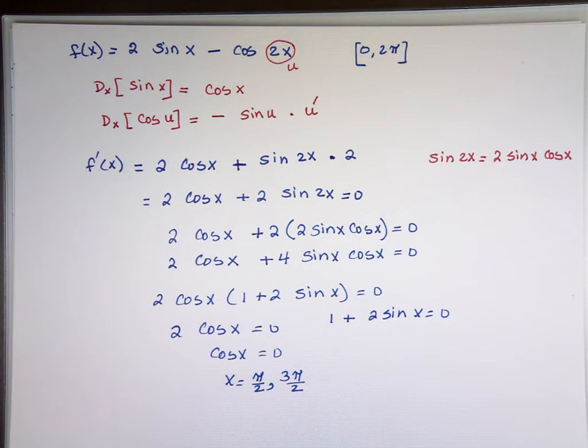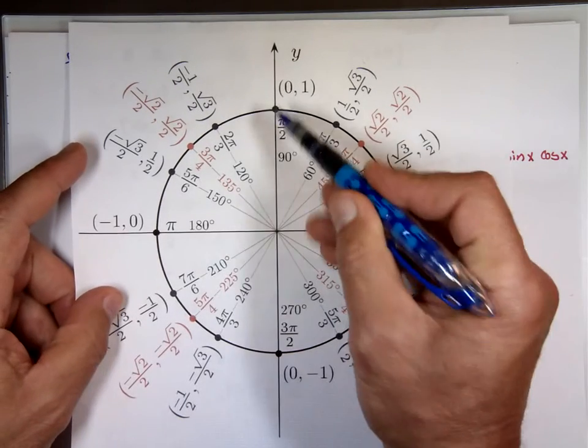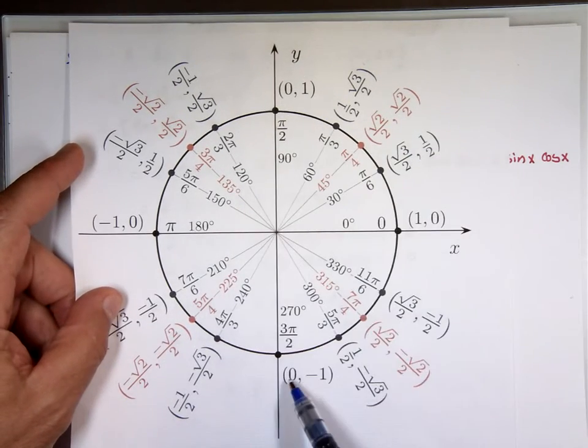Notice we said cosine x equals 0. This is my unit circle. Where's the cosine? It's the first number. 0 at 90 degrees, pi over 2. 0 at 3 pi over 2.